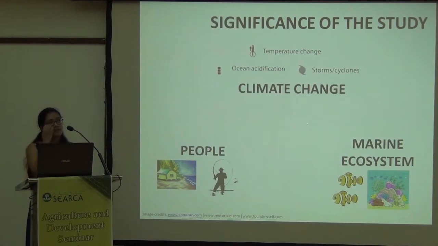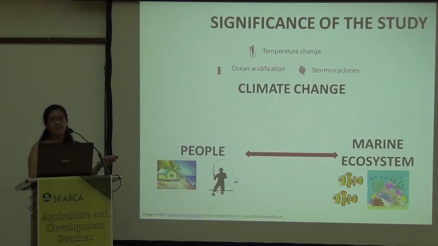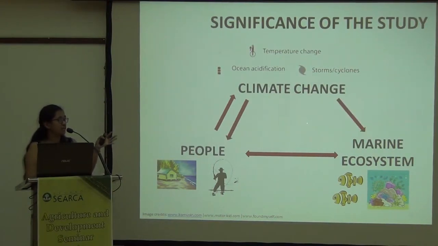So I often would ask, why do we need to assess vulnerability? So I will just reiterate what I said earlier, that climate change, people, and marine ecosystems are connected to each other. So as you know, people depend on marine ecosystems for goods and services, and the activities of the people affect their marine ecosystems. And we, as a major driver of climate change, are the ones who drive the climate change, which in turn affects both the people and marine ecosystems.